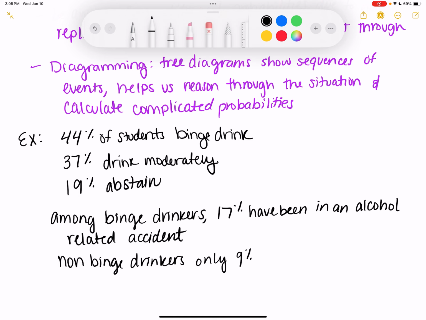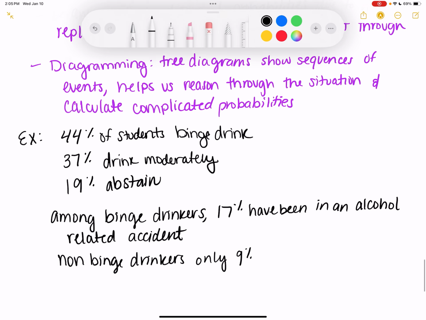Actually, never mind. They are saying non-binge are only the moderate. So basically, the ones who drink moderately are 9%. That is what that means. Because it says alcohol related, it can only be the moderate drinkers. Anyways, that would be a whole other realm of things.